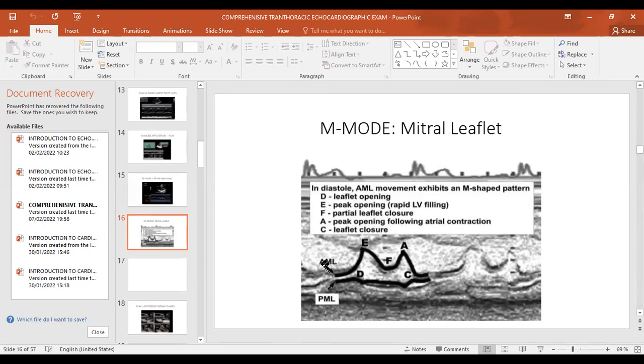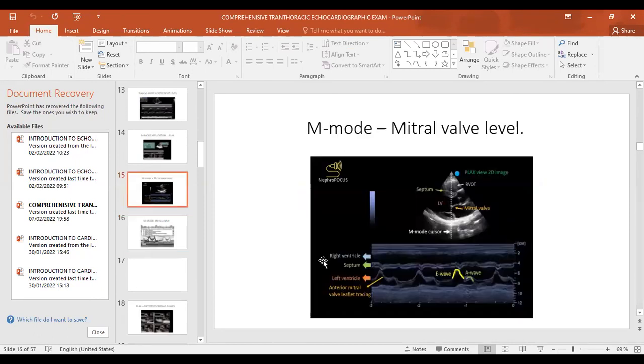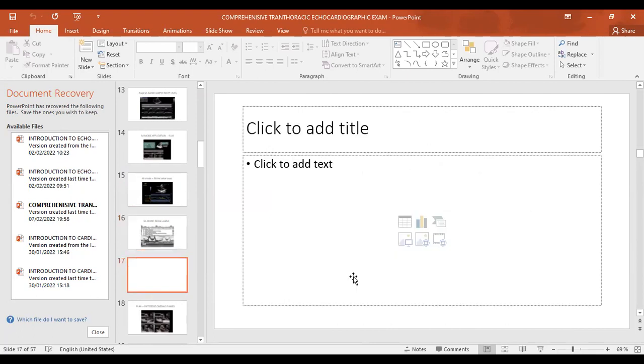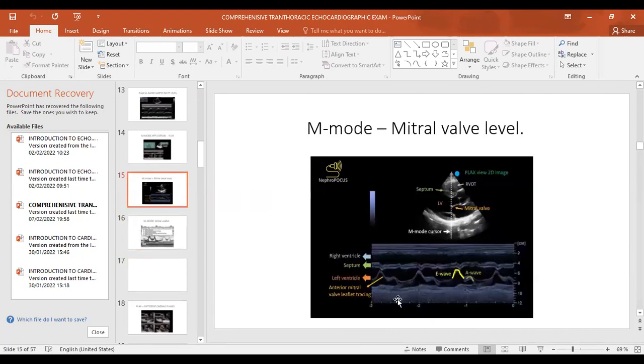Okay, so the AML and the PML, the anterior mitral valve leaflet, it's this one here. And then which one can we pick? So here it's closed. Let me use this one so that it's better. There are two here. When it's closed like this, it will show you one line. That's why you are able to see just a line here.